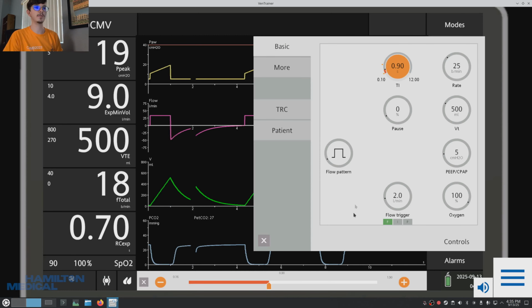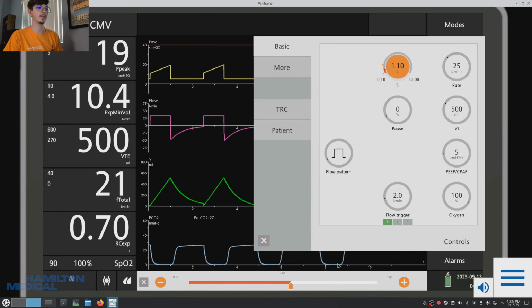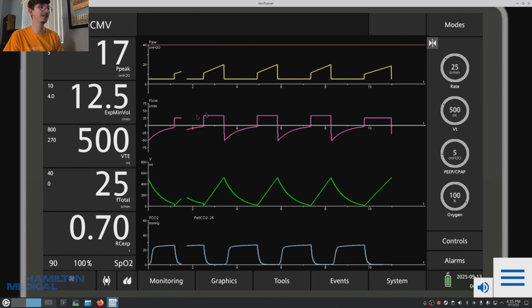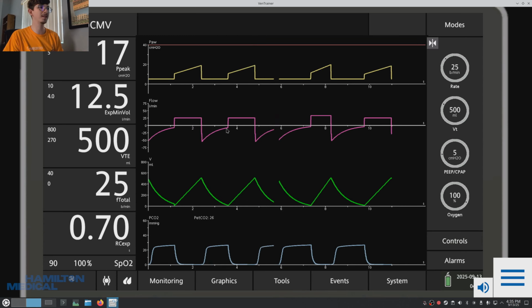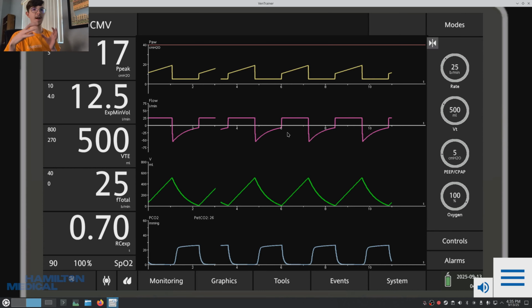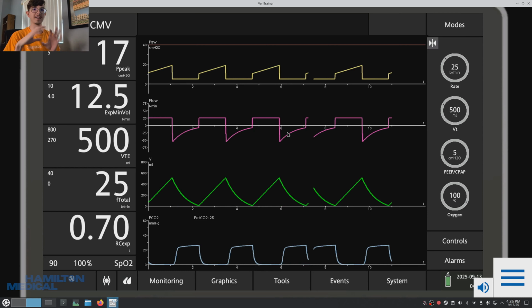Let's also do this, just for dramatic effect. That should be enough to make it happen. Yeah, a little bit. This is not the best example, but you see that? You see how it's not getting up to baseline? That right there is flow that is still trapped within the patient's lungs. That flow fills a certain amount of volume, and that volume exerts a pressure, aka auto PEEP.